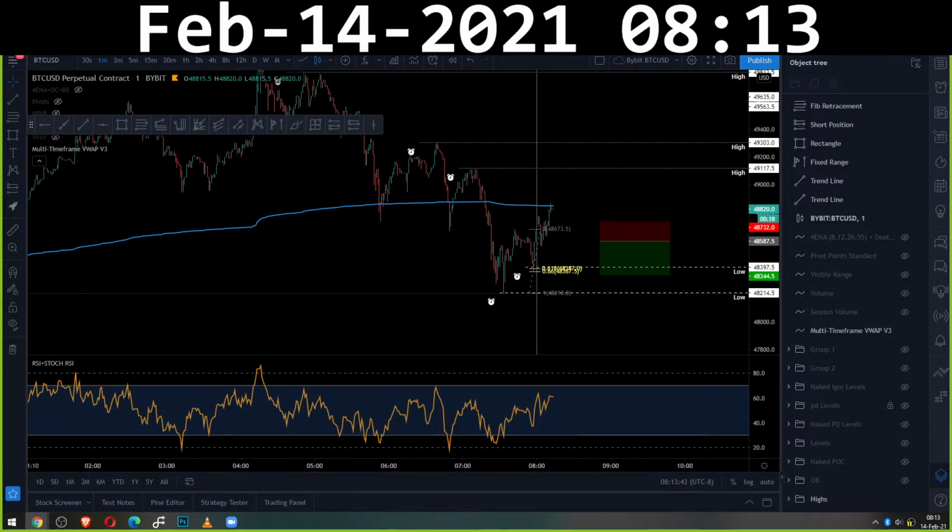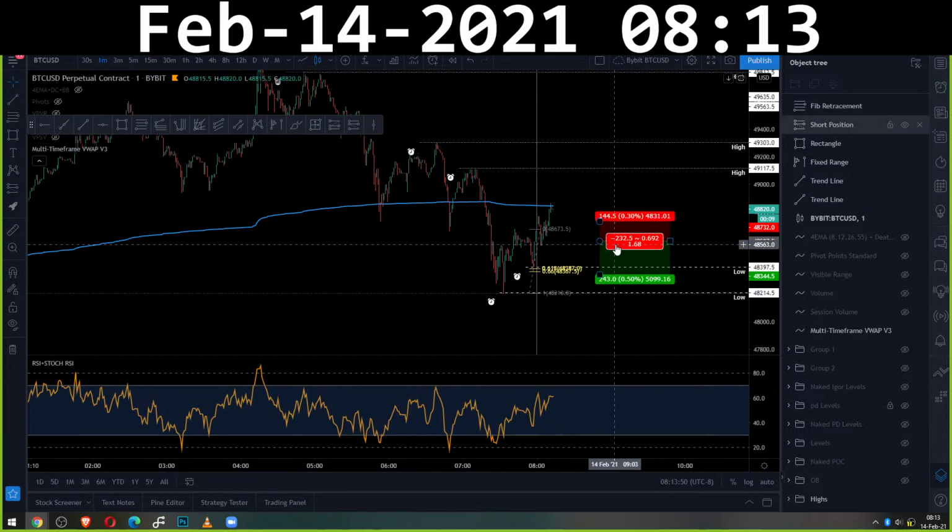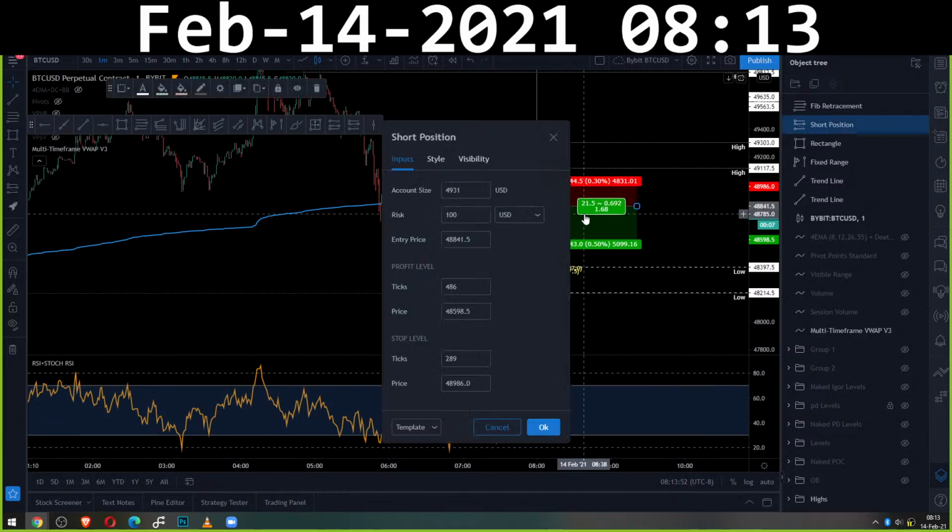Oh fuck! I was trying to place a limit order and I accidentally marketed. It looks like we have a rising wedge. I didn't mean to do this.